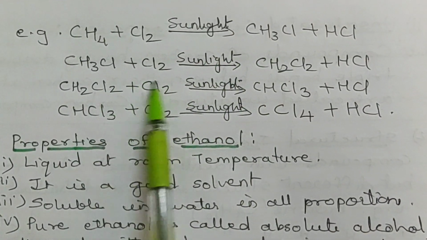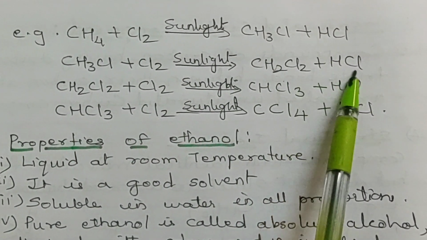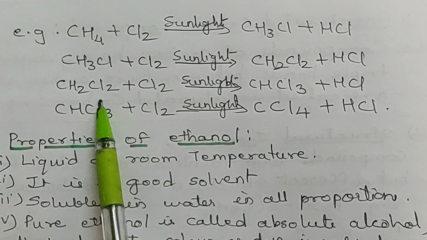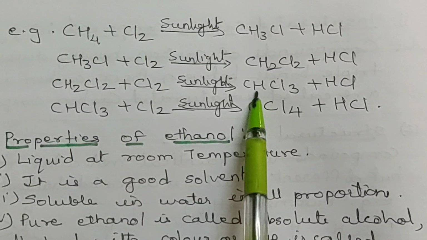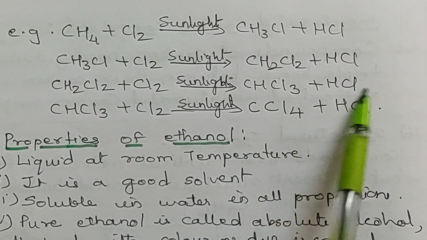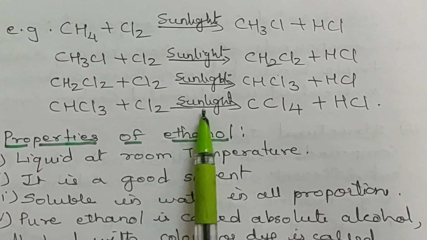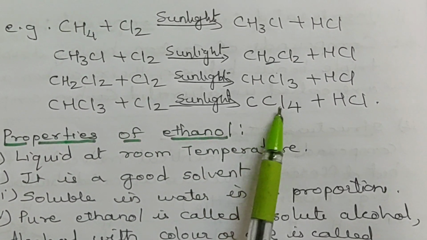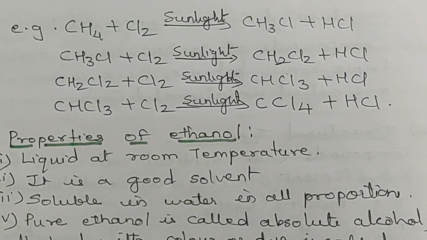Then CH3Cl plus Cl2 in the presence of sunlight gives CH2Cl2 plus HCl. Then CH2Cl2 plus Cl2 in the presence of sunlight gives CHCl3 plus HCl. And CHCl3 plus Cl2 in the presence of sunlight gives CCl4, that is carbon tetrachloride, plus HCl.